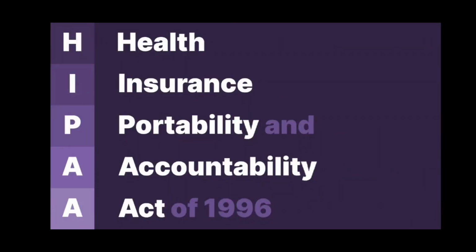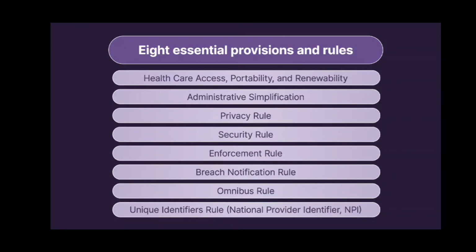In summary, the Health Insurance Portability and Accountability Act of 1996, or HIPAA, is a set of regulations that provide people with greater access to, control over, and degree of privacy concerning their healthcare and personal healthcare information. The central provisions are healthcare access, portability, and renewability, prevention of healthcare fraud and abuse, administrative simplification, medical liability reform, privacy rule, security rule, enforcement rule, breach notification rule, omnibus rule, unique identifiers rule, or National Provider Identifier, or NPI.